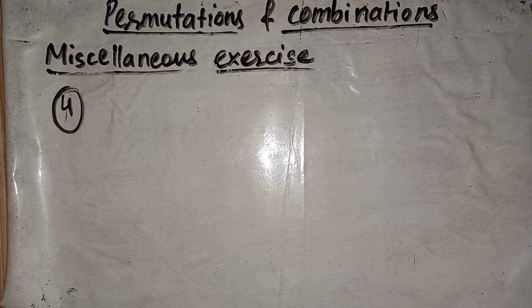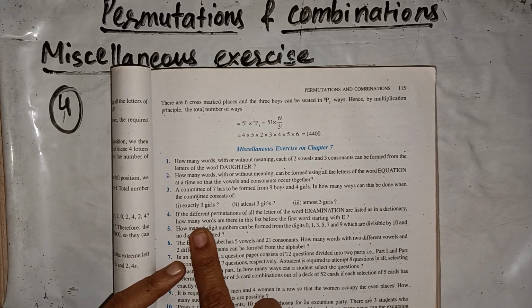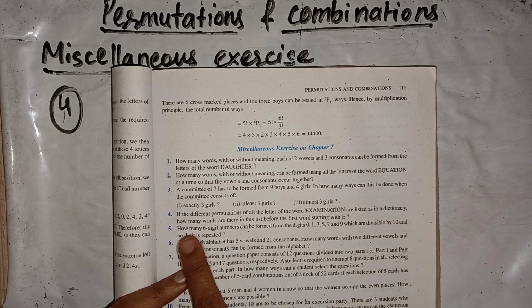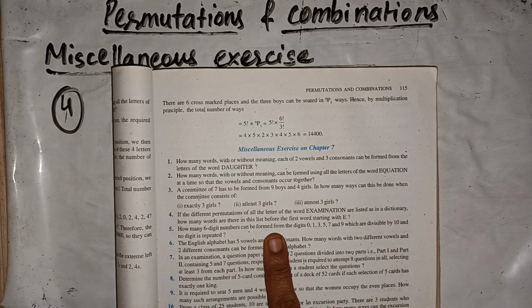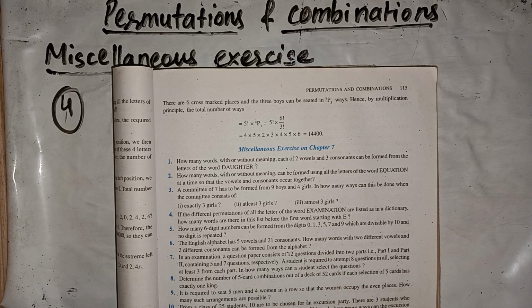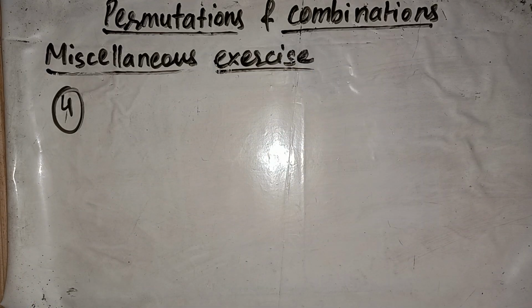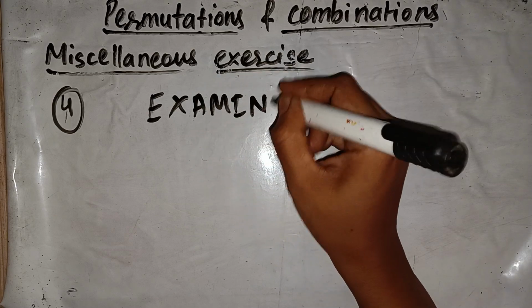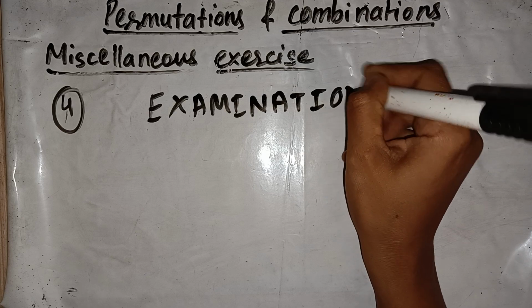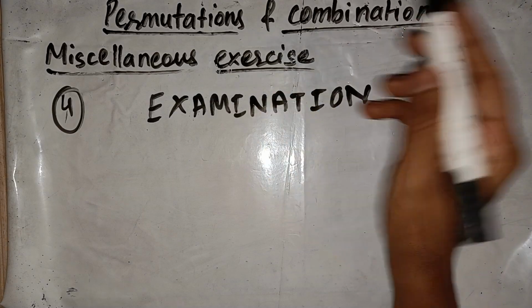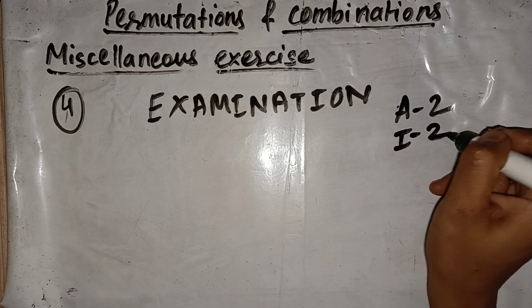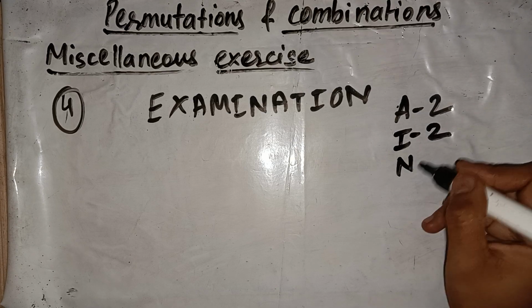Next question is, if the different permutations of all the letters of the word examination are listed as in a dictionary, how many words are there in this list before the first word starting with E? So here we have to make use of the knowledge of dictionary order. Okay. So examination. How many are repeated? A is repeated 2 times. I is repeated 2 times. N is repeated 2 times.